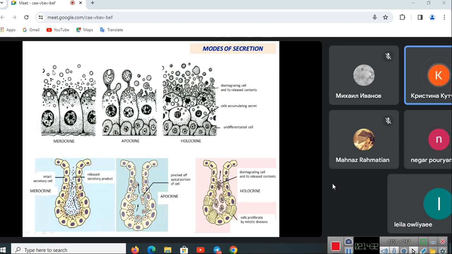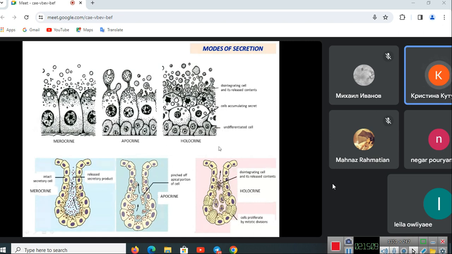In apocrine glands, the vesicles are accumulating in the apical portion of the cell, and when it is needed, all this apical part of the cell detaches from the cell and goes out. And it means that in this case, the apical portion of the cell containing secretory vesicles is broken down via the process of the release of secretion, like is shown here.